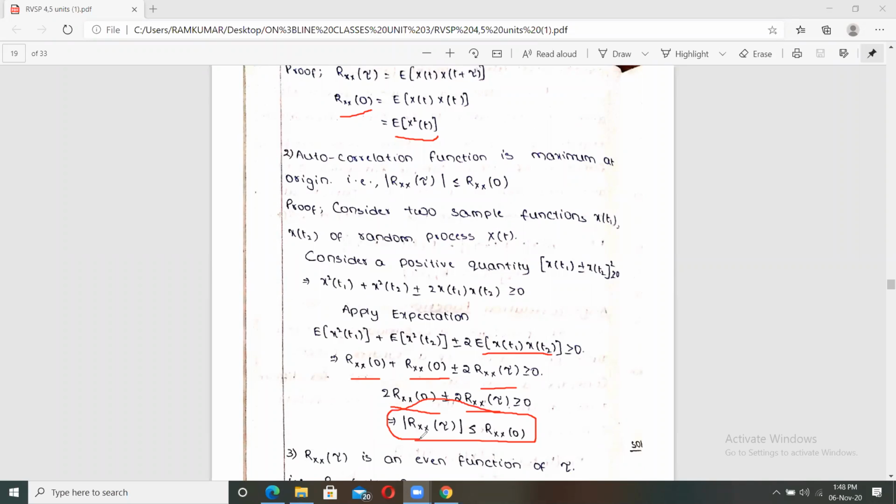This is the proof for the second property, which is autocorrelation function is maximum at origin. Then modulus of R of tau is less than or equal to R suffix double x of 0. Okay, this is the second property of an autocorrelation function.